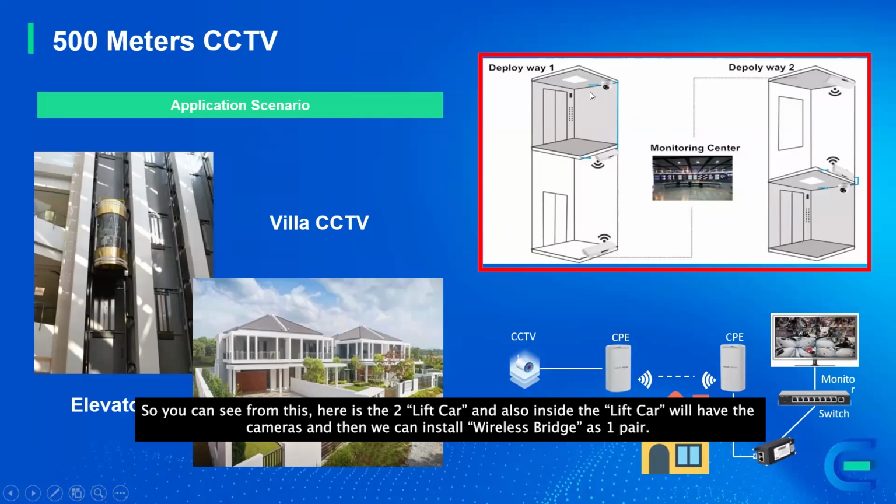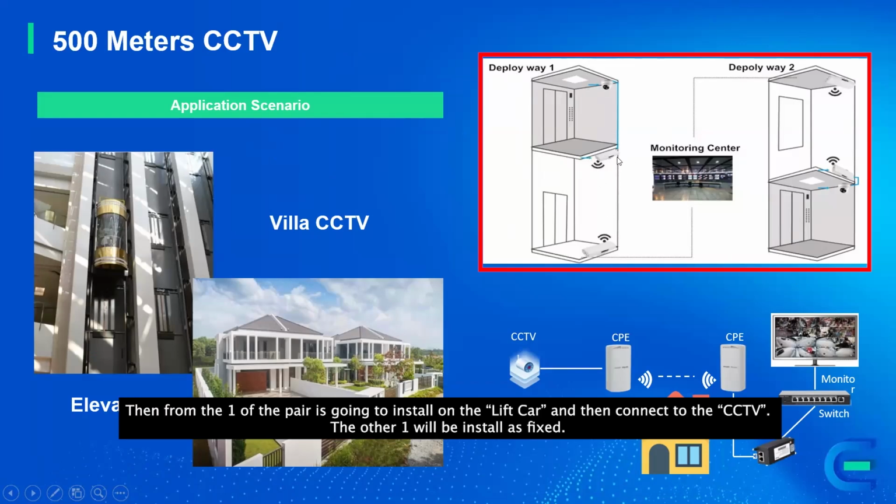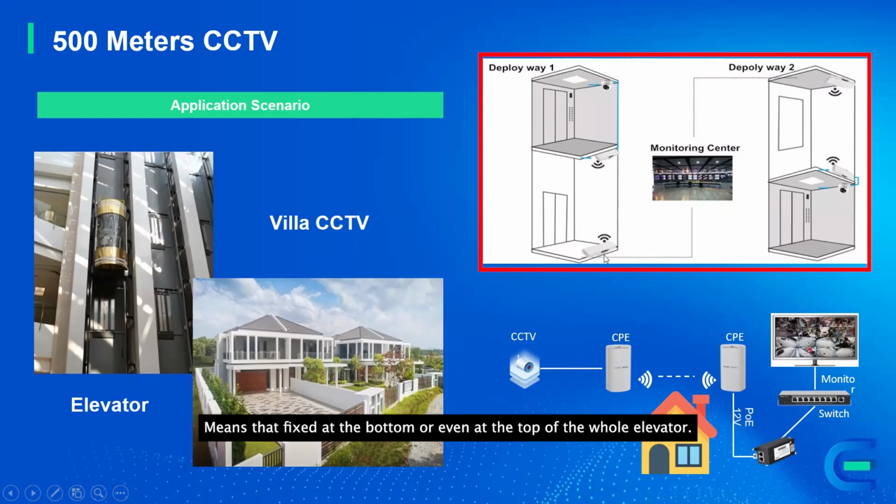Yeah, so this is a lift car, right? And also inside the lift car we will have cameras. And then we can install a wireless bridge as one pair. One of the pair is going to be installed on the lift car and then connected to the CCTV. And the other one will be installed fixed at the bottom or even the top of the whole elevator. And then you can connect them back to the monitoring center.